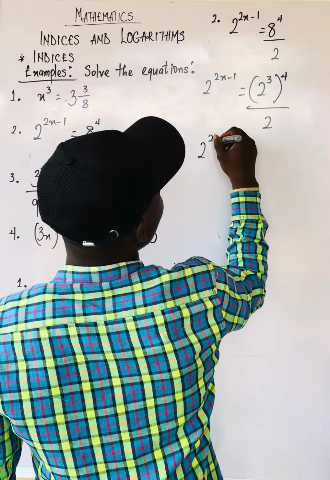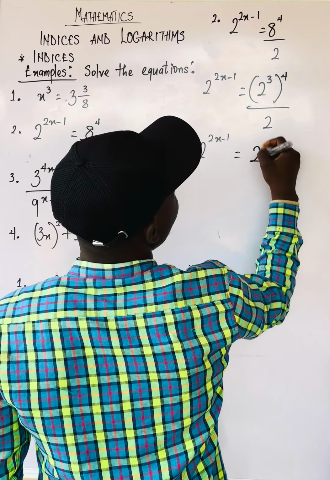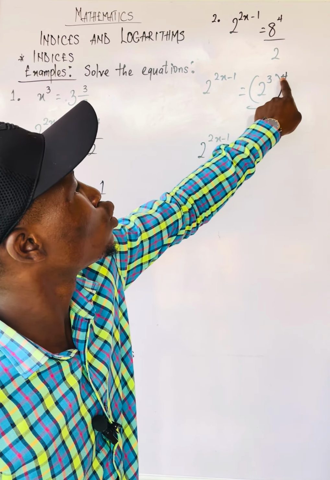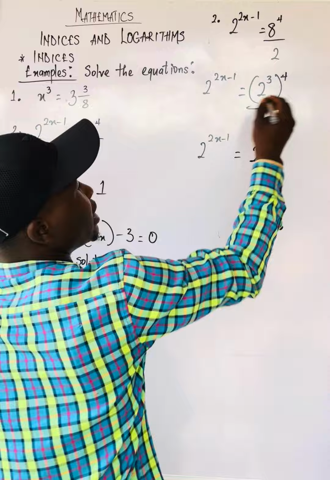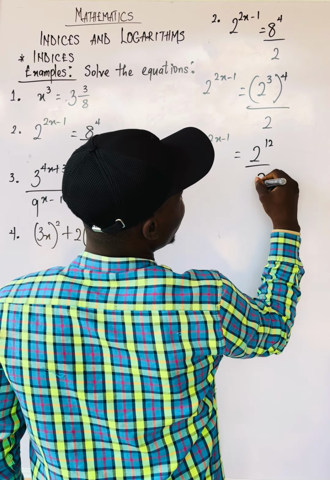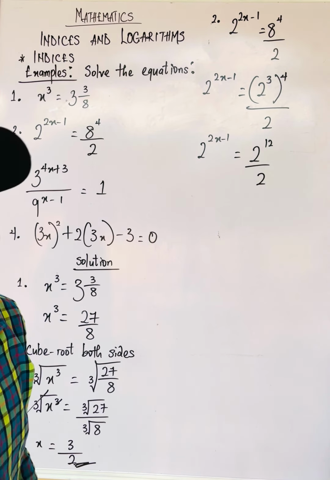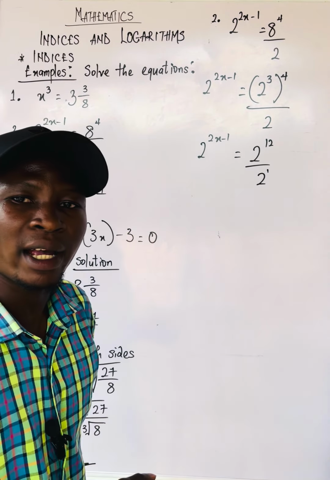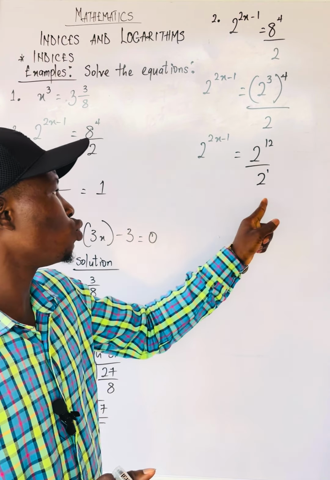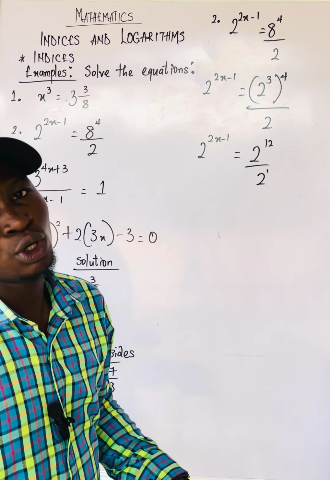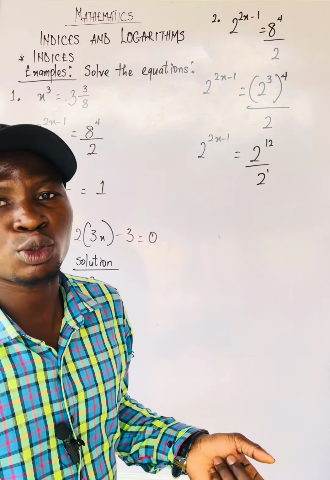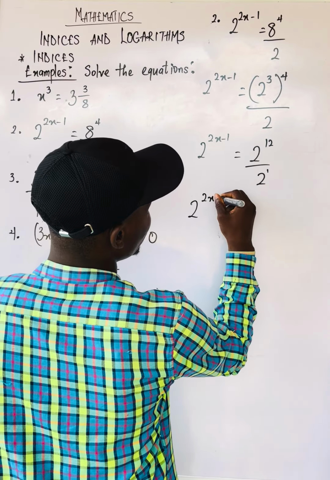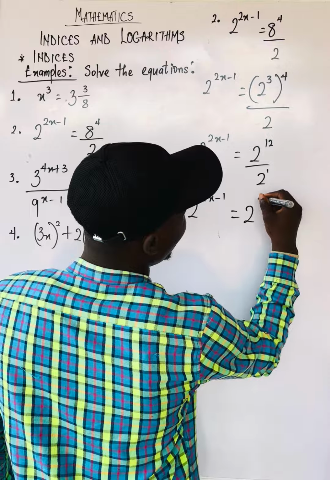That will be 2 to the power of 2x minus 1 equals 2 to the power of 3 times 4. One law in indices says that when you have 2 powers like this, you multiply those powers together. 3 times 4 will give us 12. Then over 2. Now, what's the power here? The power here is an invisible 1. 2 to the power of 1 is still 2, so the power is 1, but we don't put it because it's invisible. So we can say 2 to the power of 2x minus 1 equals 2 to the power of 12 over 2.